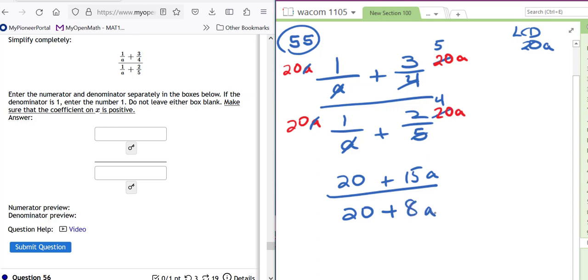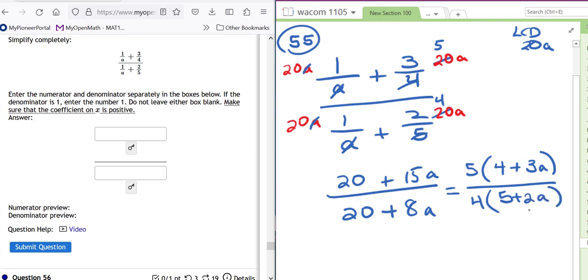All right, and let's see if there's anything we could do. We could try to reduce up here. We could take out a 5, and 5 will go into 20 4 times. Leaves 4 plus 3A. And down here, we could take a 4, and 4 will go into 20 5 times. And 4 will go into 8 2 times. So it did not reduce, so we could have left it right here.